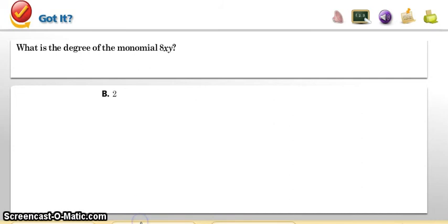All right. Your answer is 2, and it's very simple. All you had to do was just add your exponents, which each one of those had a 1. The degree is 2. 1 plus 1 is 2.